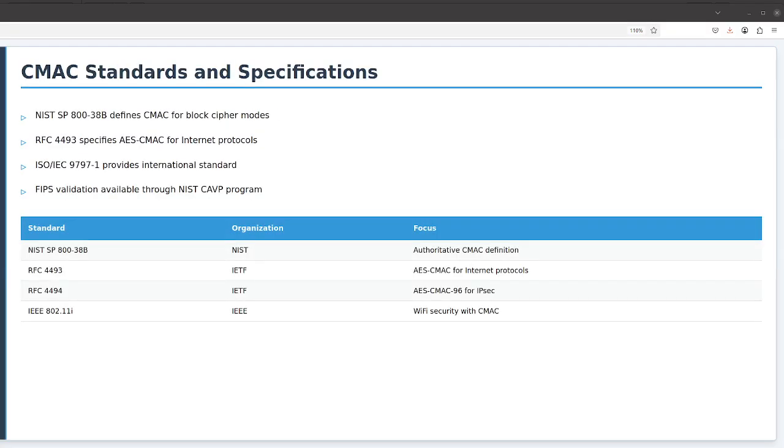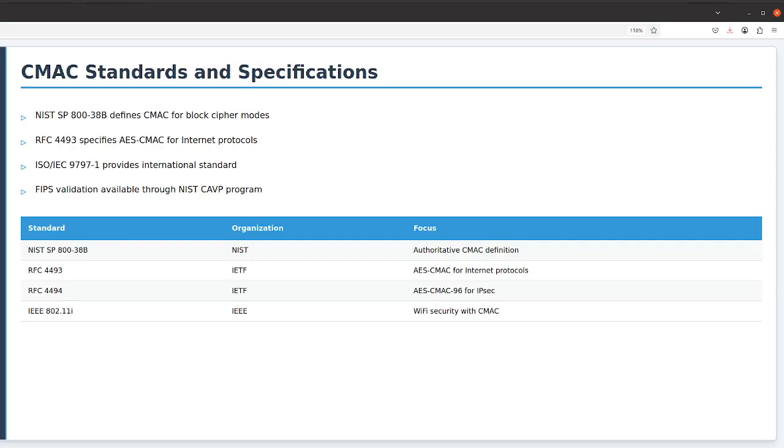CMAC standards and specifications. CMAC is defined in several formal standards and specifications that ensure interoperability and provide detailed implementation guidance. Understanding these standards helps when implementing CMAC or evaluating implementations.